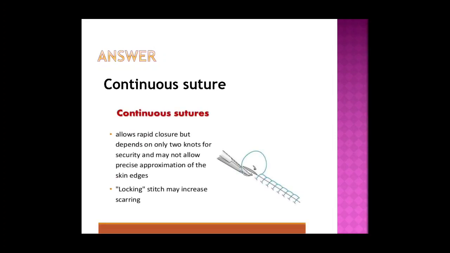Continuous or uninterrupted suture is made with a single strand of suture material, and is done with a series of stitches, but they are not individually knotted.